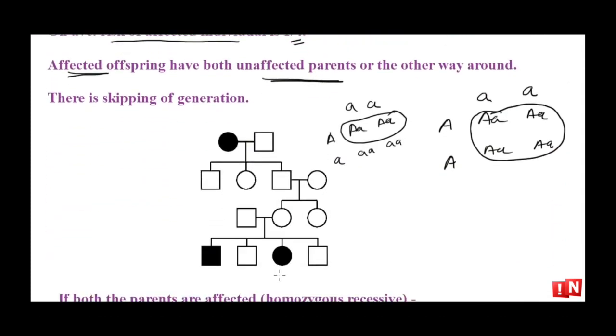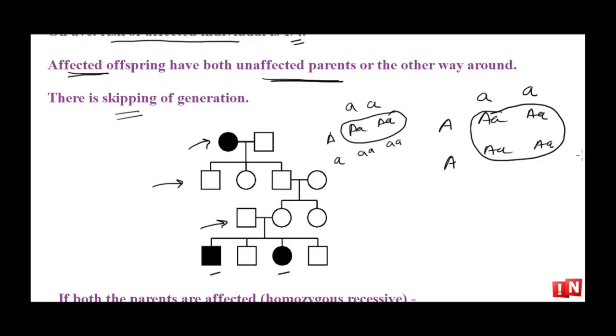Look at here, these two in this pedigree are the offspring who are affected, but look at their parents, they are unaffected. Similarly, here there is an affected parent, but all the offspring are unaffected, isn't it? So there is a skipping of generation. We are observing skipping of generation over here.